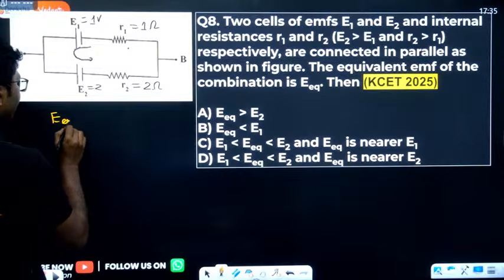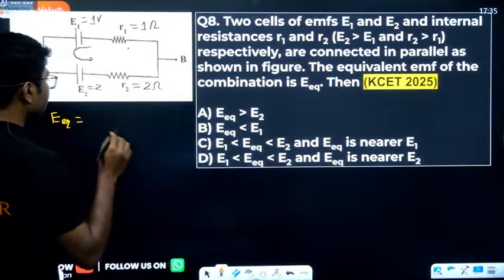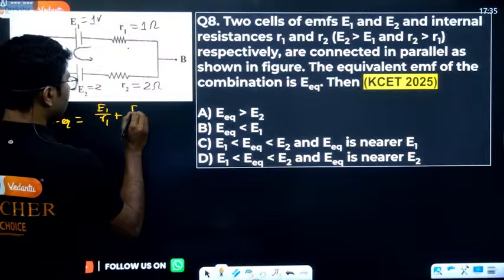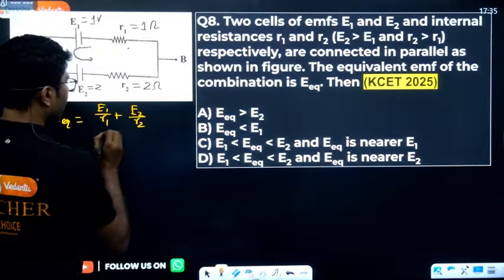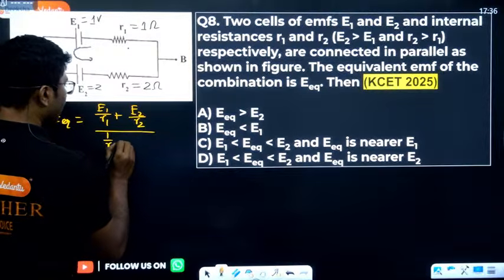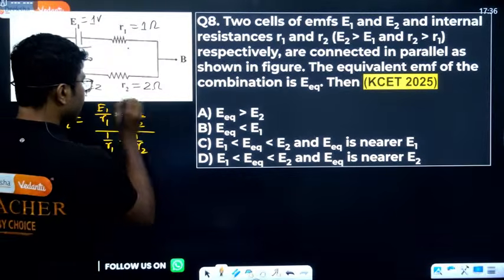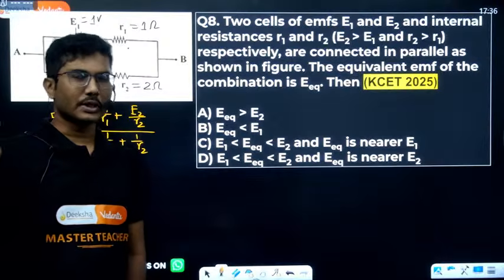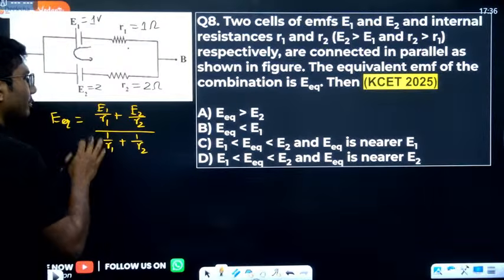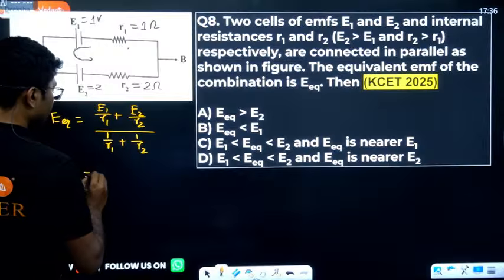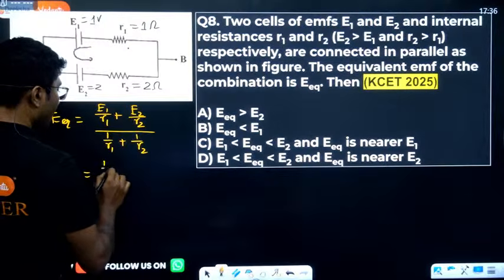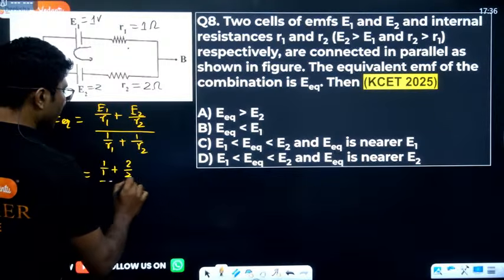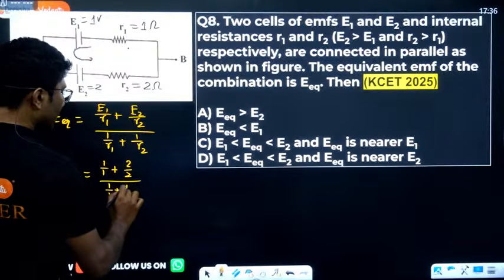The equivalent EMF when cells are connected in parallel combination is given by (E1 upon R1 plus E2 upon R2) divided by (1 by R1 plus 1 by R2). This is a much easier formula to remember than what is mentioned in your textbook. If you remember that formula, that also can be used, but in my opinion this one is easier to remember and use. So E1 was 1, R1 was 1, E2 was 2, R2 is 2, divided by 1 by 1 plus 1 by 2.